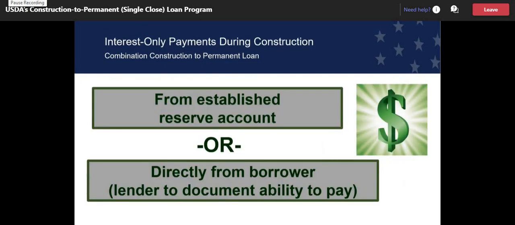Okay, let's look at the interest-only payment option. So if you and the borrower have chosen the interest-only payments during construction, those can be established in a reserve account, or they can be paid directly by the borrower. And obviously you would verify and document that the borrower has the ability to make those payments out of pocket. And again, you can establish a reserve account for those from loan funds, which is pretty cool.